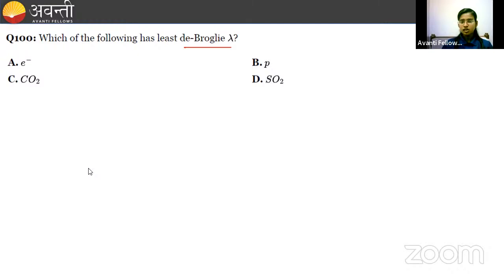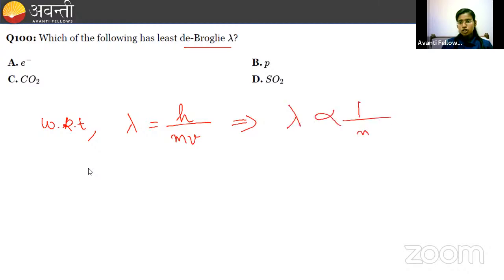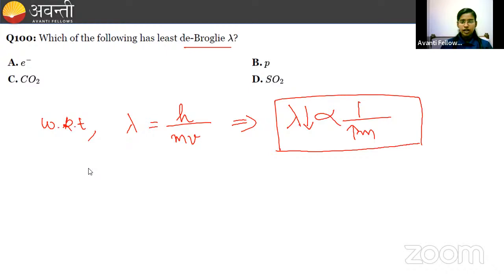We know that lambda is equal to h by mv. So what is the relation? The wavelength lambda is inversely proportional to the mass, keeping the velocity constant for all. So mass is inversely proportional to wavelength. So the one which is having the highest mass value will have the least wavelength. So now let's find out.